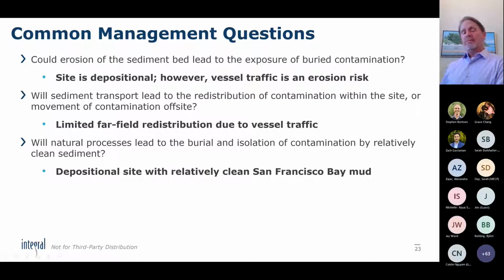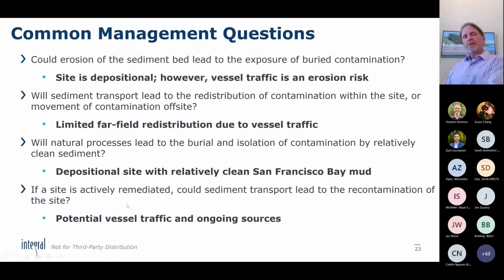And will natural porosity lead to burial and isolation? So we do see deposition, and it's relatively clean San Francisco Bay mud. So there is a process there bringing in clean sediment that's going to help with recovery and has helped reduce the overall concentrations of contaminant over time.